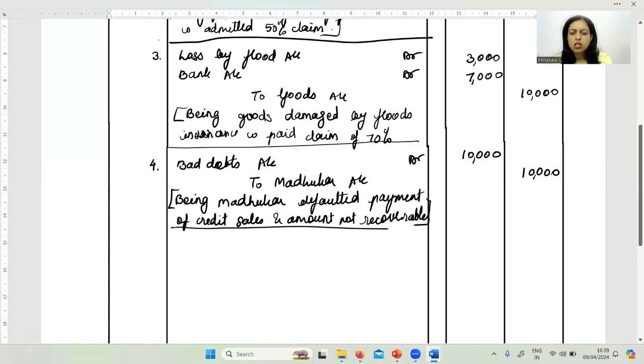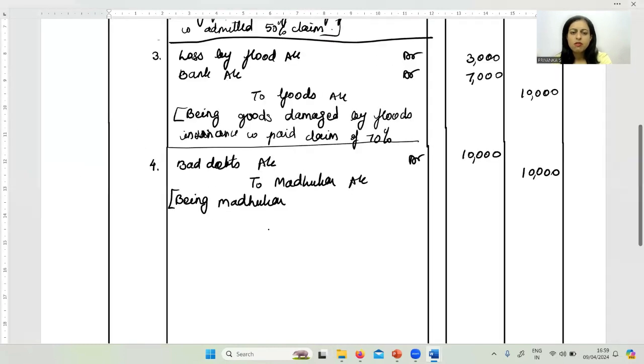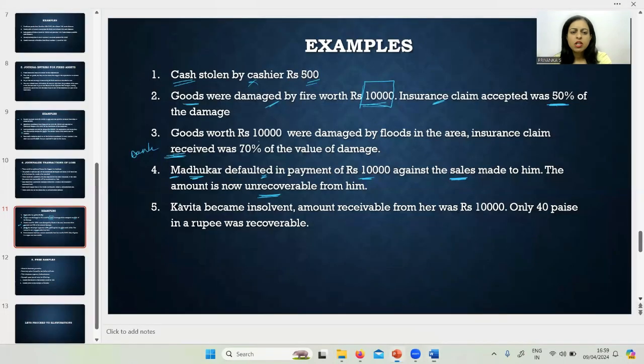Right? So this closes the transaction. Now let's proceed to the fifth transaction. What is the fifth transaction saying? The fifth transaction says Kavita became insolvent. This word insolvent, focus on this. Amount receivable from her was 10,000. Receivable, okay? This amount is recoverable from her, 10,000. Only 40 paise in a rupee was recoverable. So understand first of all what is the meaning of insolvent.